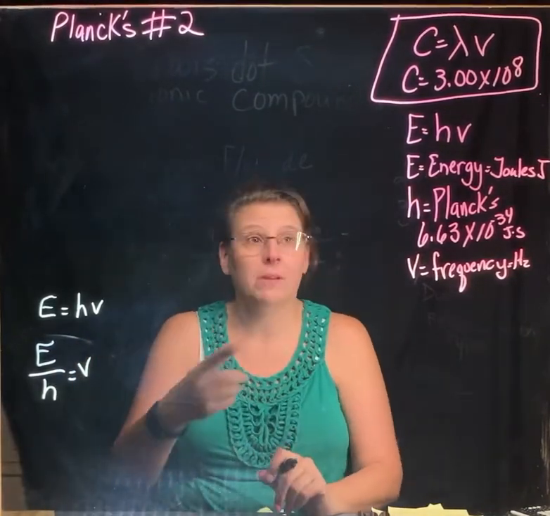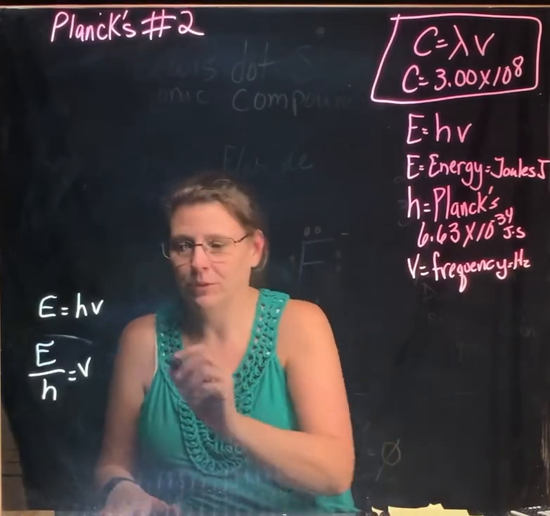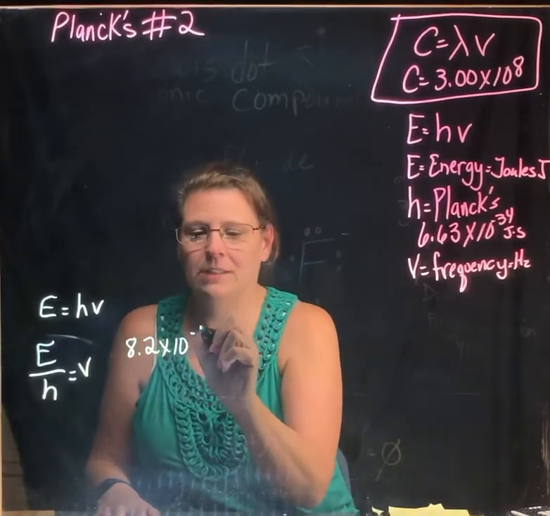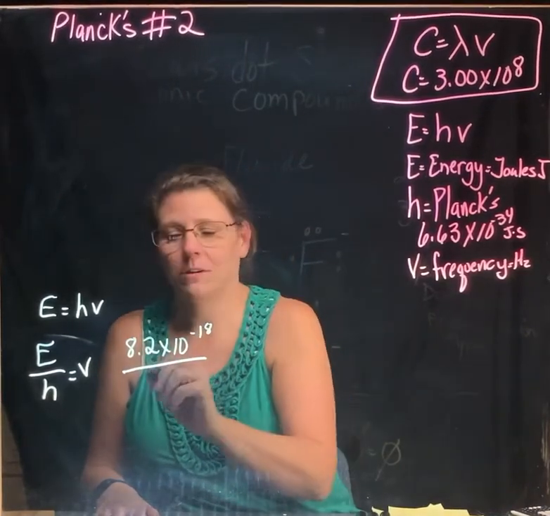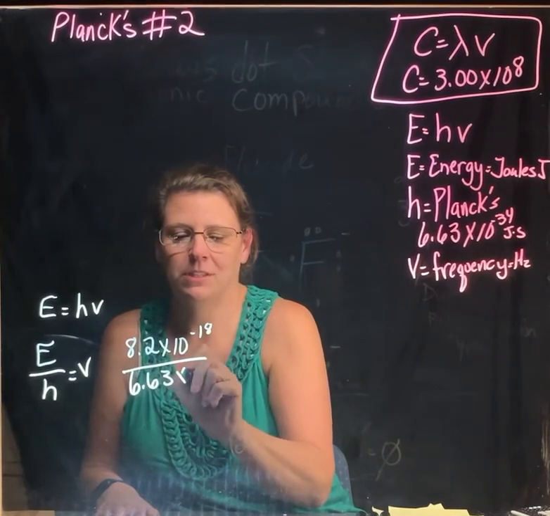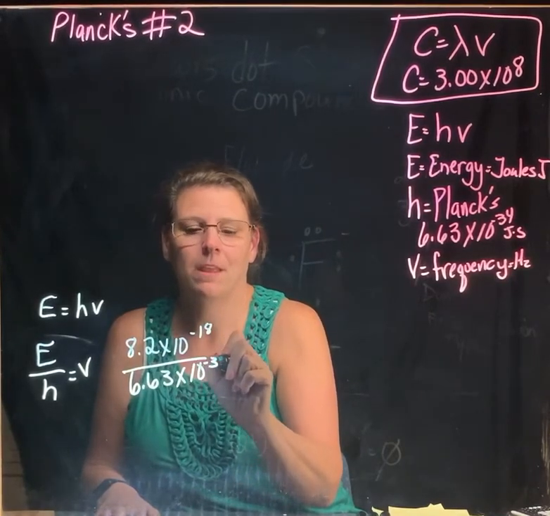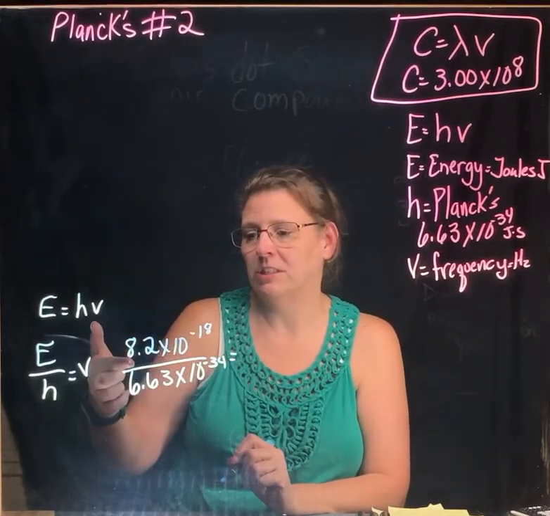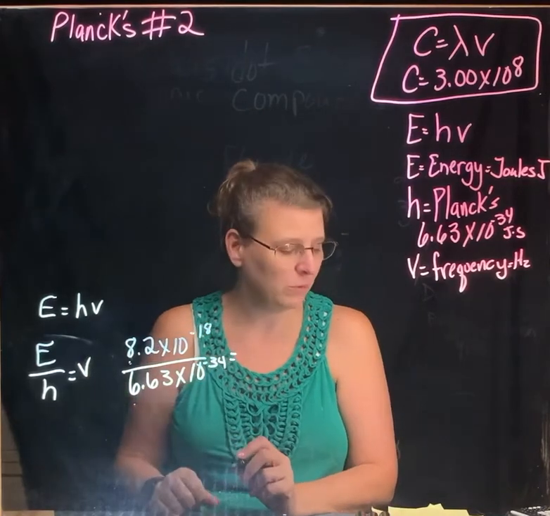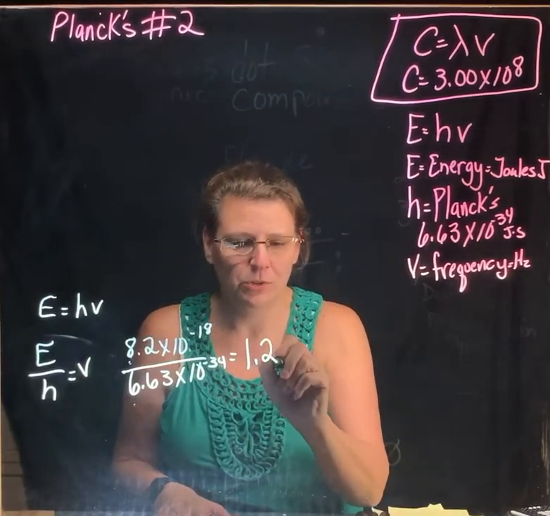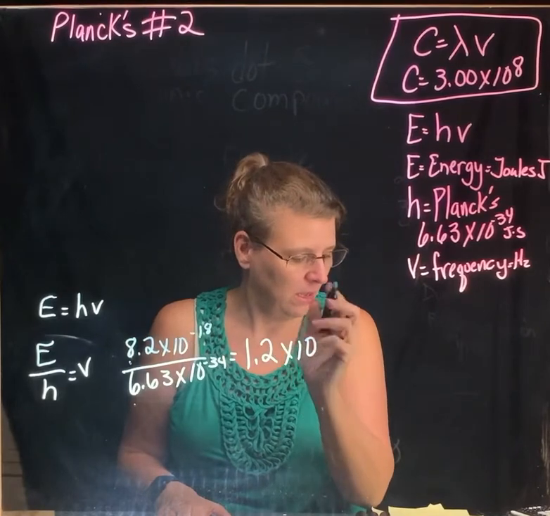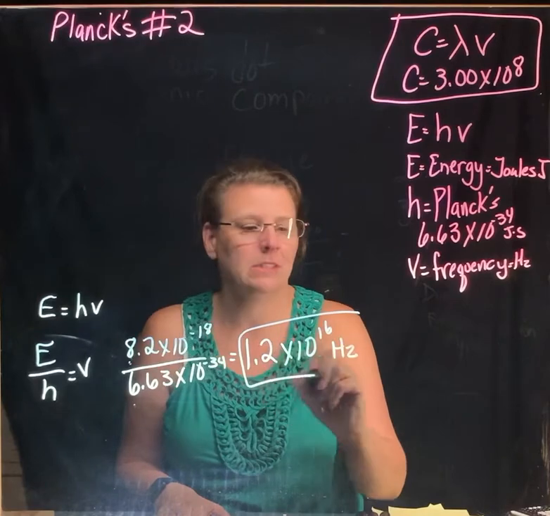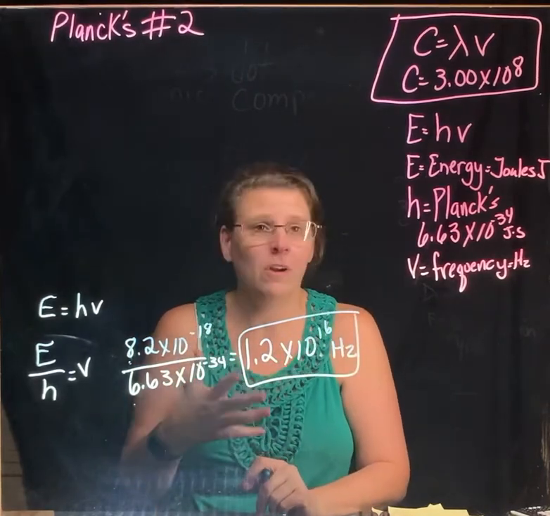So we're going to plug in our numbers. We circled the 8.2 times 10 to the negative 18. We're going to plug it over our constant, which is 6.63 times 10 to the negative 34. You plug this in your calculator, and we need 2 significant figures because it's the lowest. I've got 2 here and 3 here, so I want the lowest one. So I'm going to round this to 1.2 times 10 to the 16th, and then I'll put hertz because it is a frequency. So far, not so bad, right?